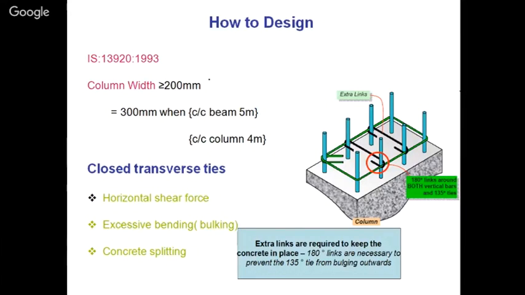IS 13920 1993 says that column width should be greater than 200 mm, equal to 300 mm when center to center beam is 5 meter and center to center column is 4 meter. That means interstory spacing is 4 meter. Close transverse ties resist horizontal shear force and excessive bending. That is concrete splitting. These are the types of failures which are safeguarded due to close spacing of ties.